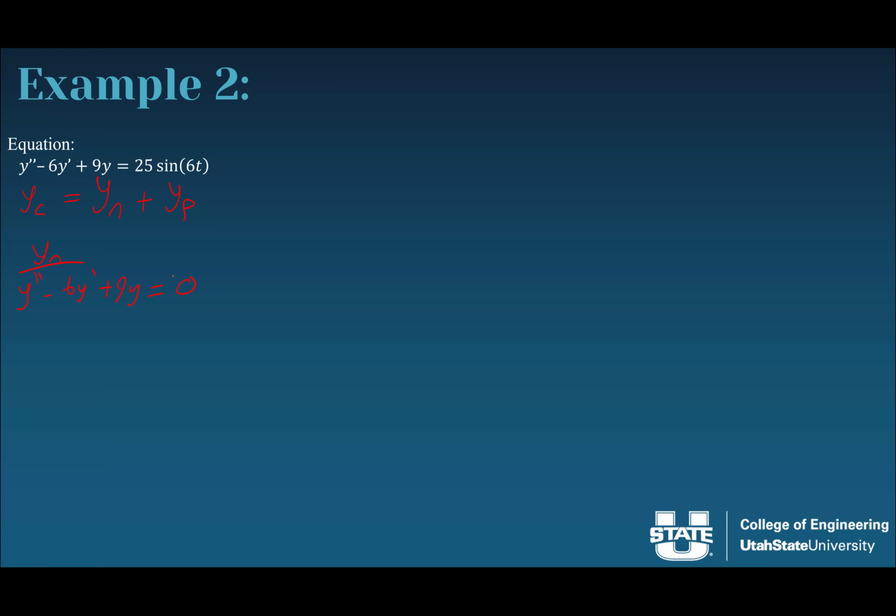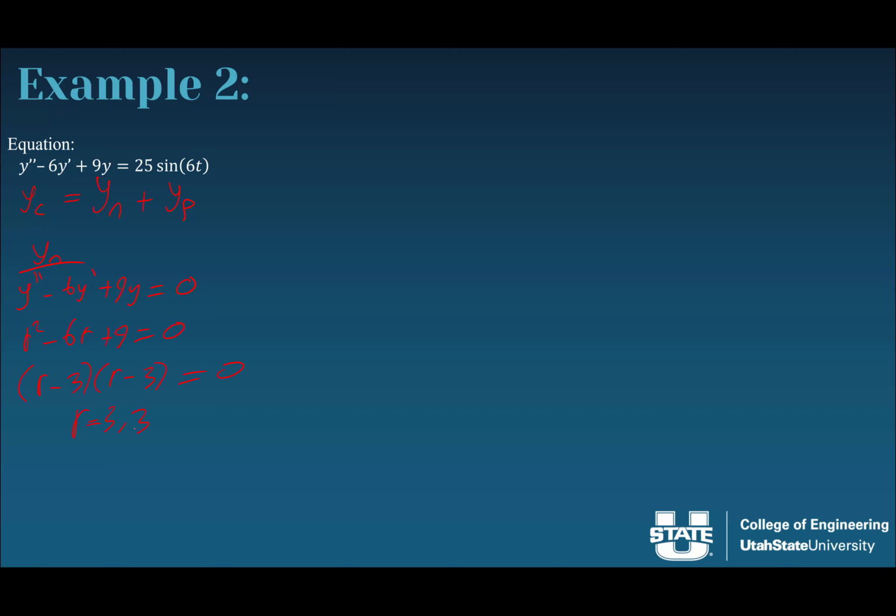So exactly, right? So we're going to have r squared minus 6r plus 9 equals 0. We do some basic factoring, and we're going to have r minus 3, r minus 3. Now, we have a repeated root, so we're going to have some special case with that. So r is equal to 3, 3.